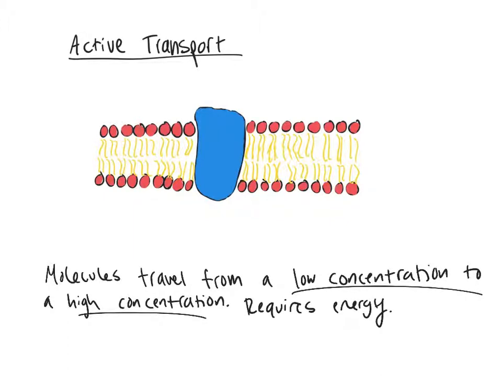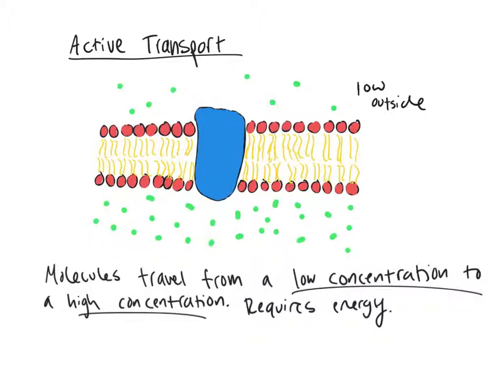So, for example, if this green molecule wanted to travel into the cell, it would have to travel from an area of low concentration up here, outside the cell, to an area of high concentration inside the cell. So in order to do that, it's just going to cost energy in the form of ATP, most likely.